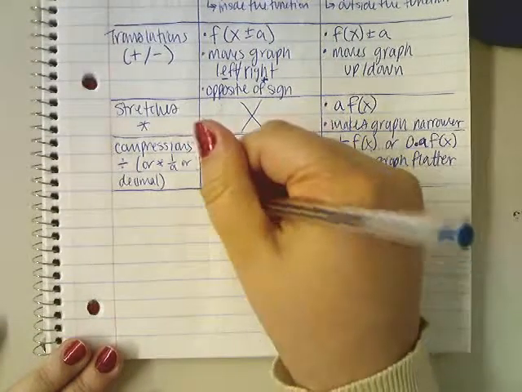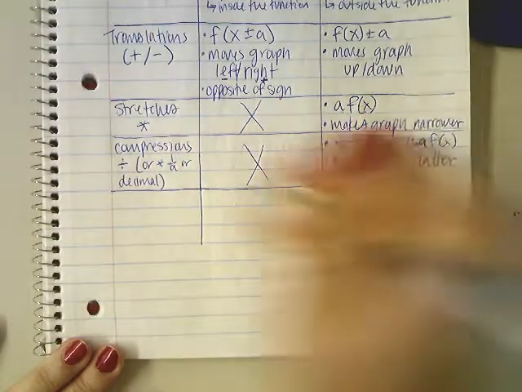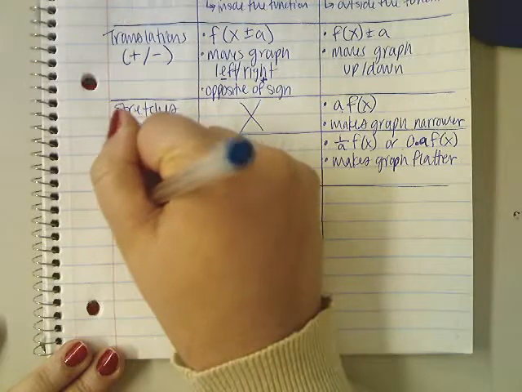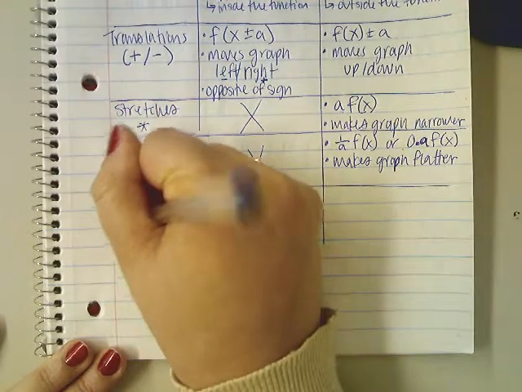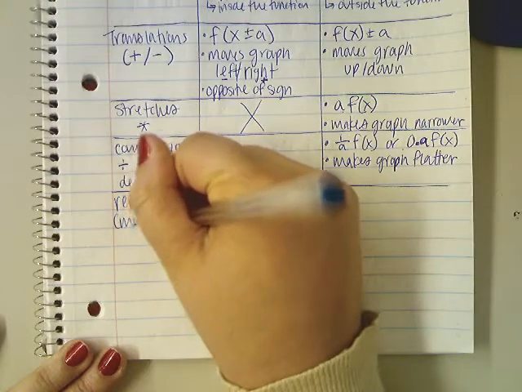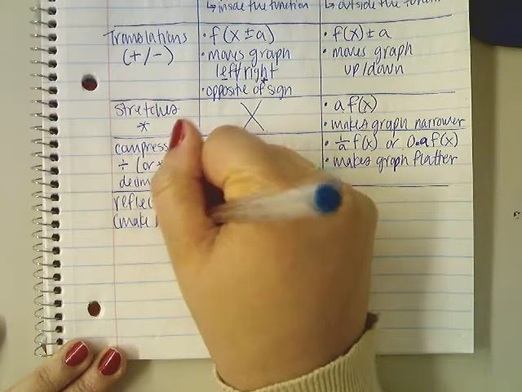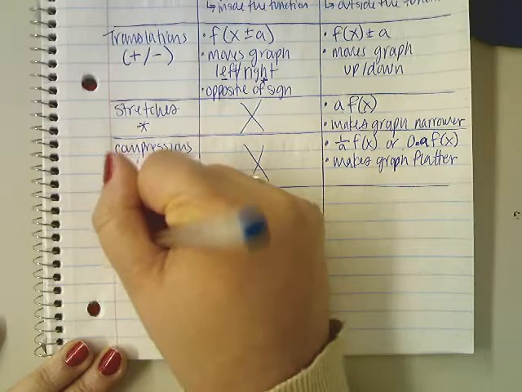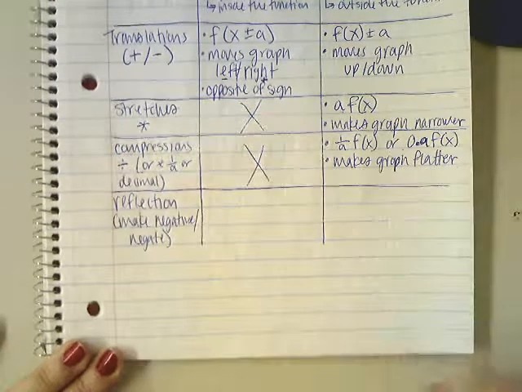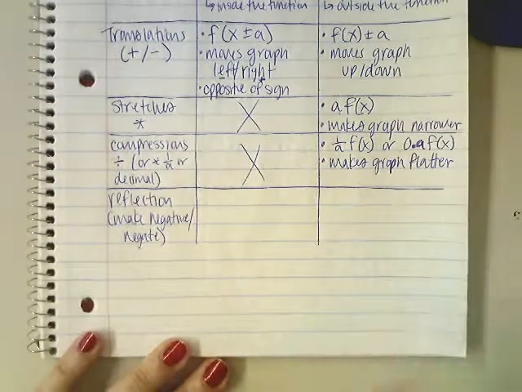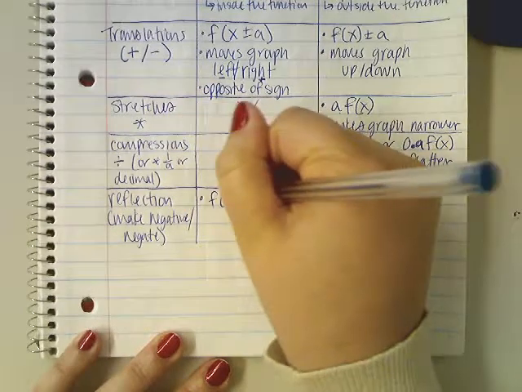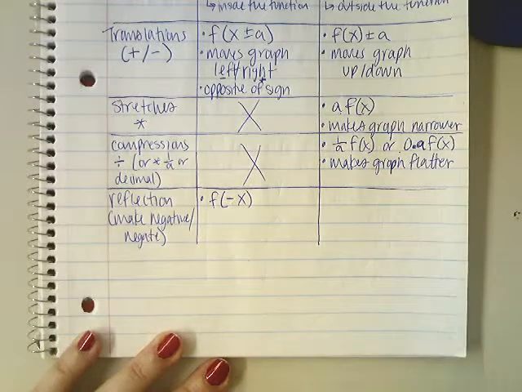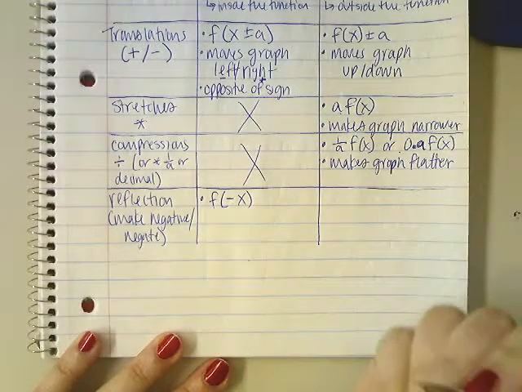And we have one more type of transformation we're going to talk about, and that's reflections. And this is when you make something negative or negate. So reflections are when we make something negative or negate it. And so for our horizontal, again, it's going to be inside the function. We're making the inside of our function negative, so it'd be written something like that.